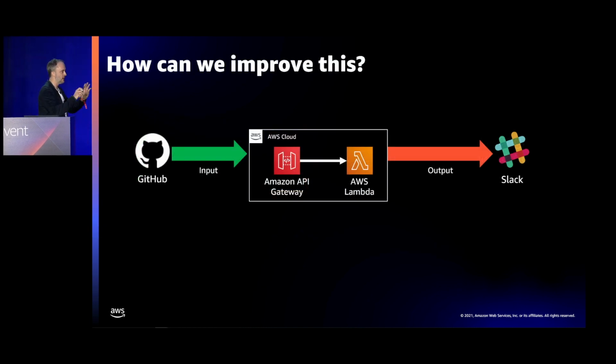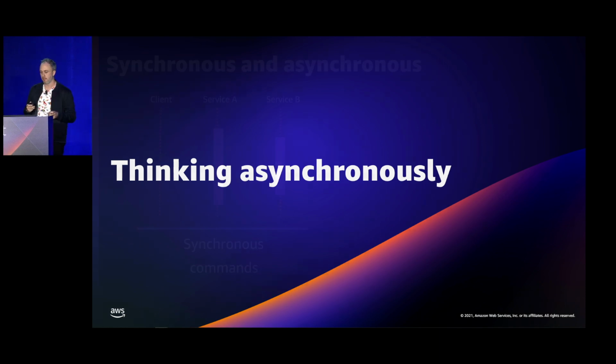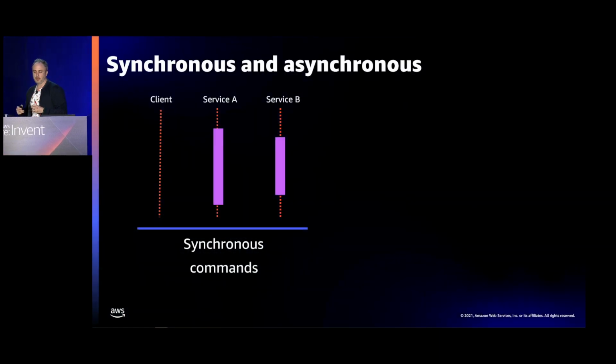OK, so back to this example webhook application connecting GitHub to Slack. How can we improve that? One way to improve this interactive Lambda application is to start thinking asynchronously. So let's have a look at the difference broadly between synchronous and asynchronous workload.